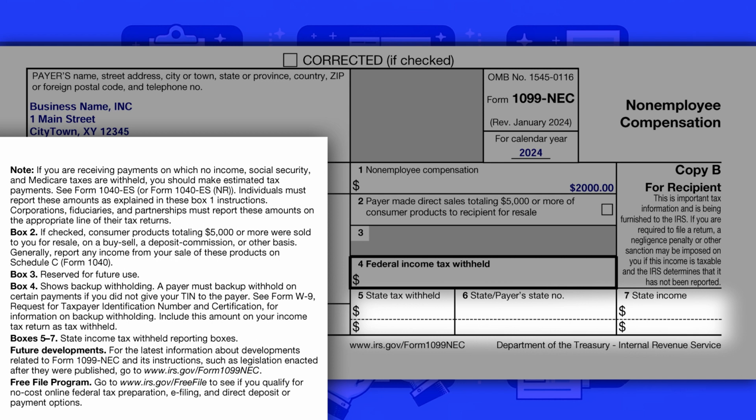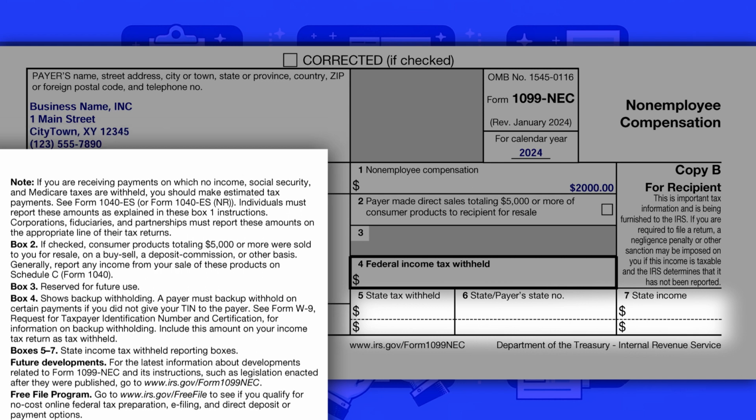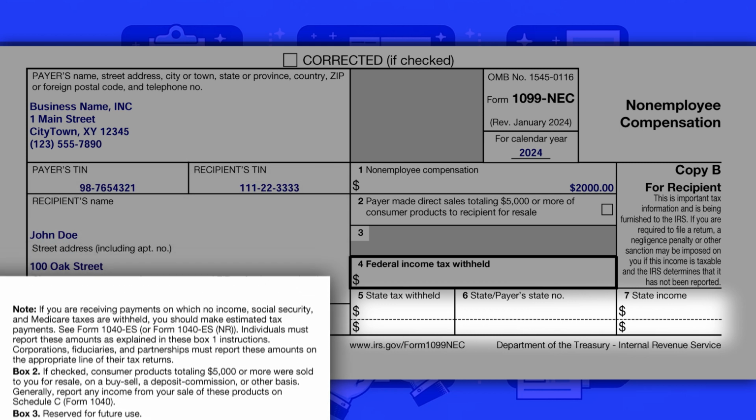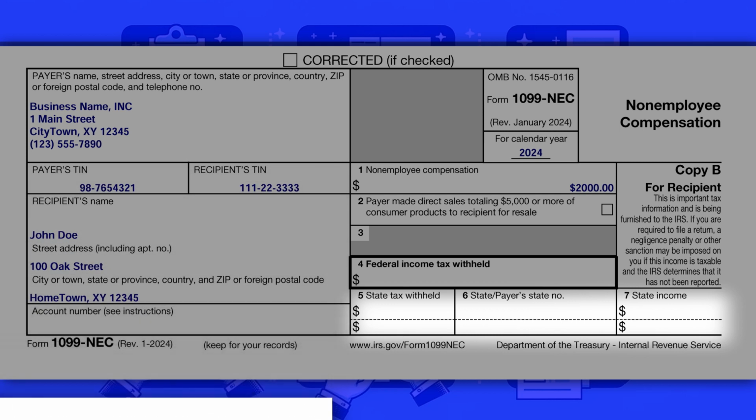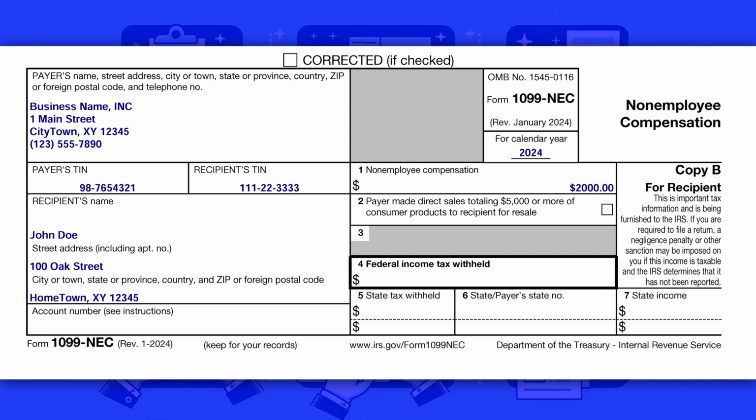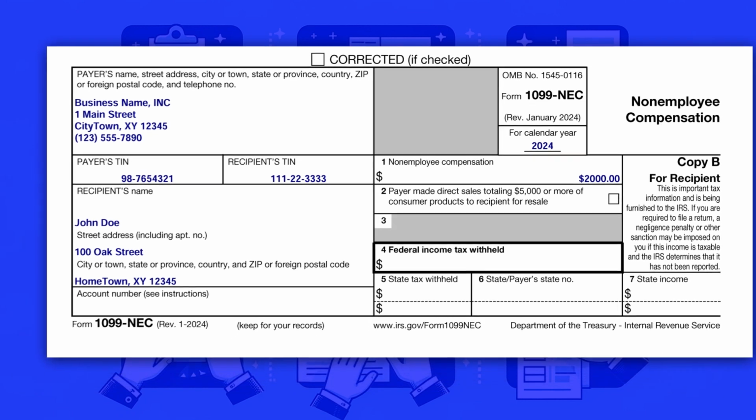So now, what do you do with all this information? First, you'll use it to fill out your tax return. The income reported on the 1099 NEC form gets added to any other income you've earned, to figure out your total taxable income. It's also a good time to think about deductions like business expenses, as these can lower your taxable income and therefore your tax bill. Just remember, always keep receipts and records of your expenses.